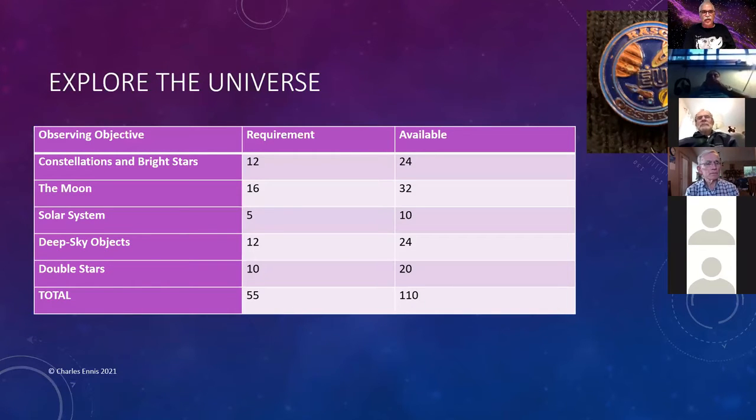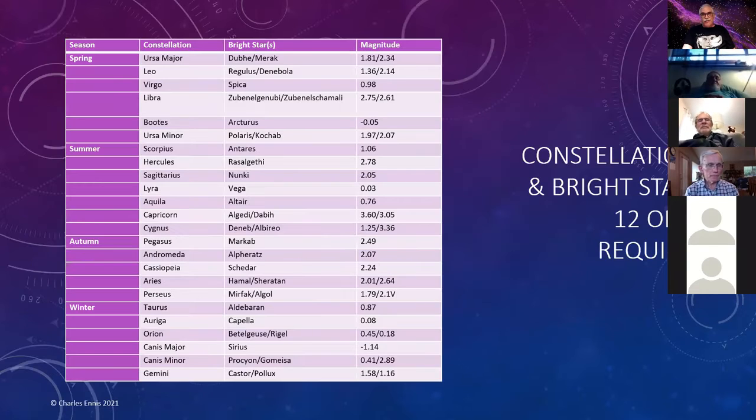So to do the Explore the Universe, the requirements are you get 12 of 24 constellations of bright stars, 16 of 32 objects from the moon, 5 of 10 solar system, 12 of 24 deep sky objects, and half of the 20 double stars. And so the constellations are these ones right here.